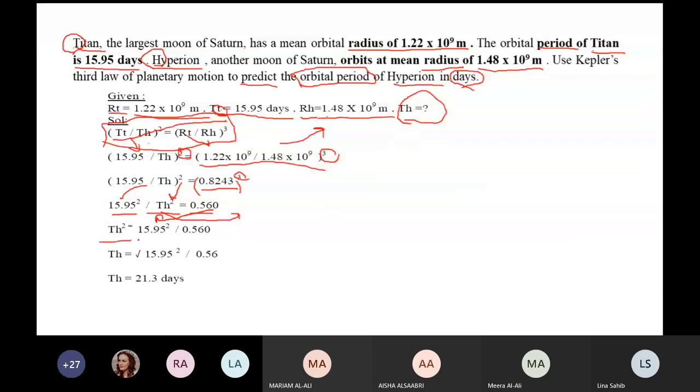So T Hyperion square, you will have division as you see here. 15.95 square divided by 0.560. Because there is a square over here, I will put root to this division, and I will calculate the full amount. Root of 15.95 square divided by 0.56. At the end, you will have the answer, which is 21.3 days.